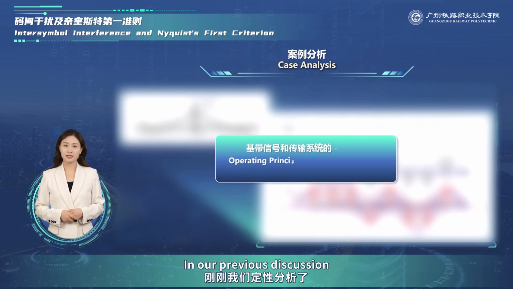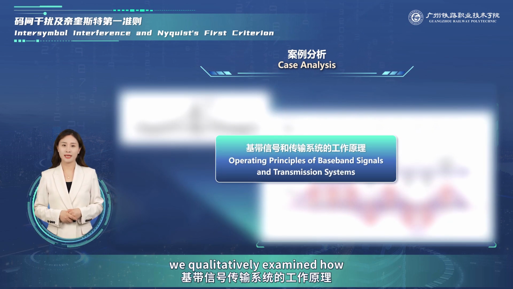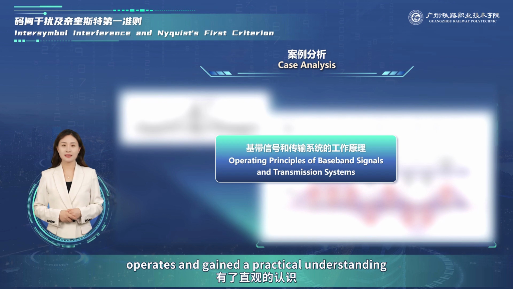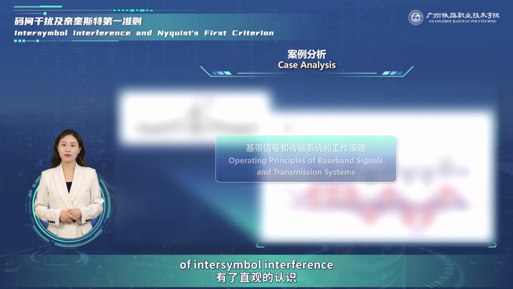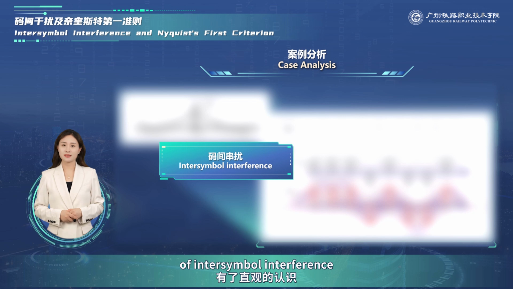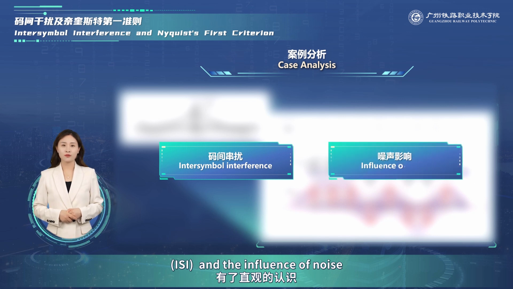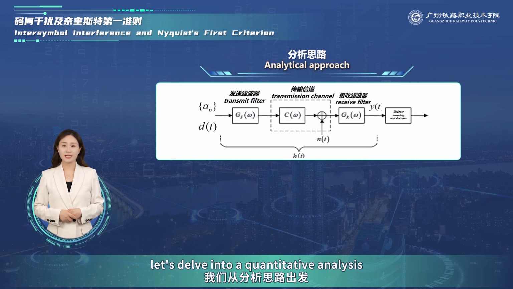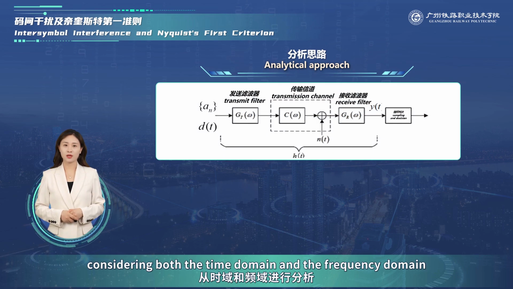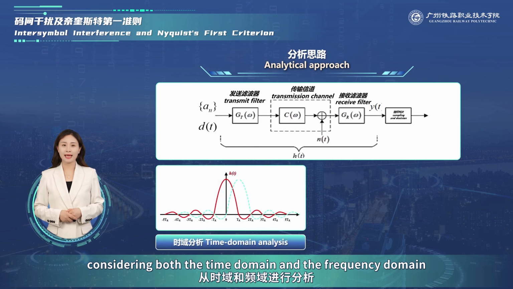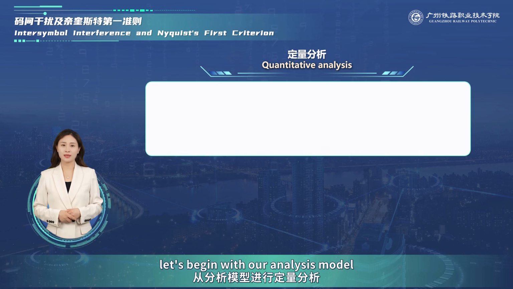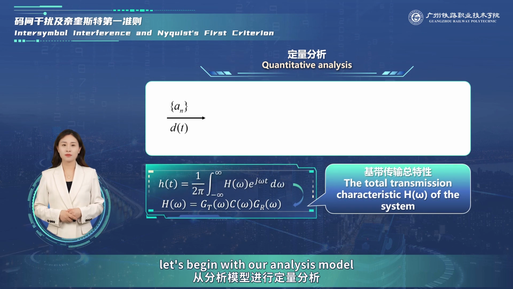In our previous discussion, we qualitatively examined how a baseband signal transmission system operates and gained a practical understanding of intersymbol interference, ISI, and the influence of noise. Now, let's delve into a quantitative analysis considering both the time domain and the frequency domain. First, let's begin with our analysis model.